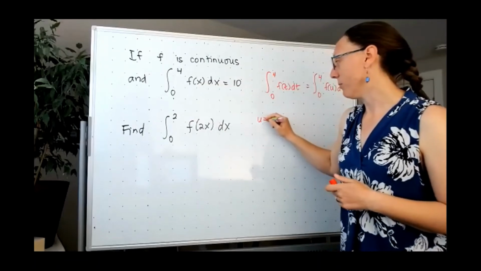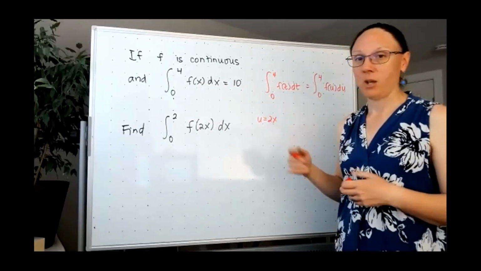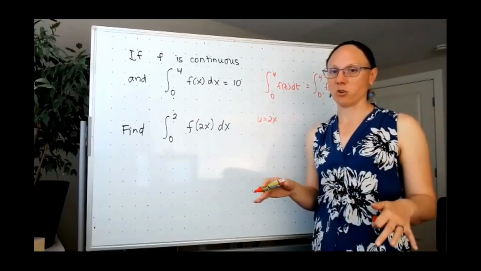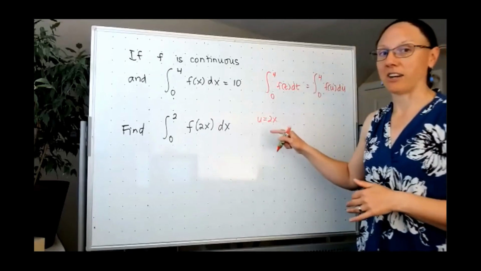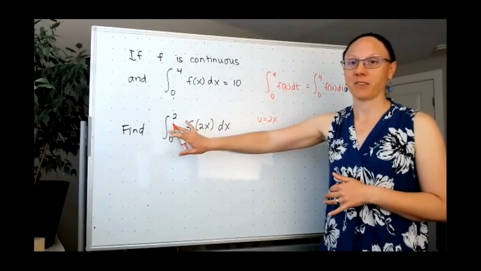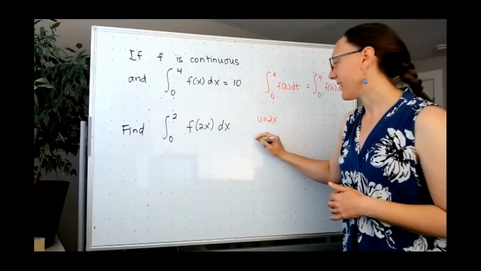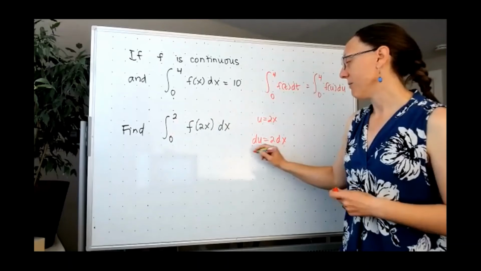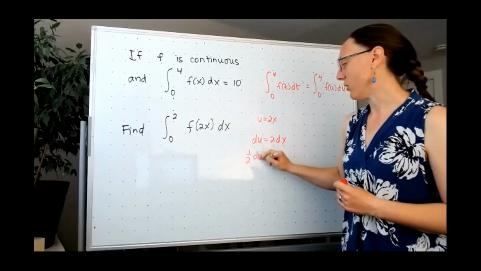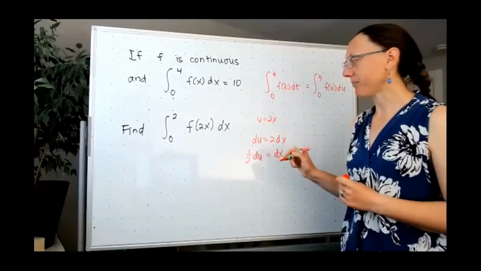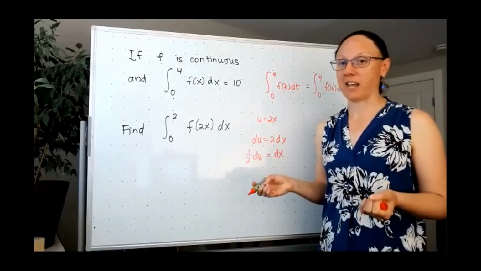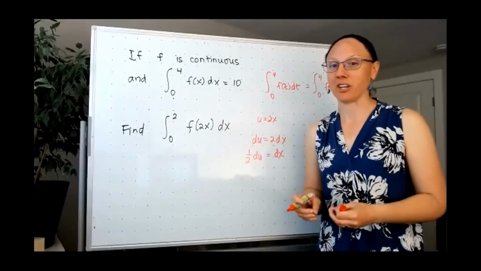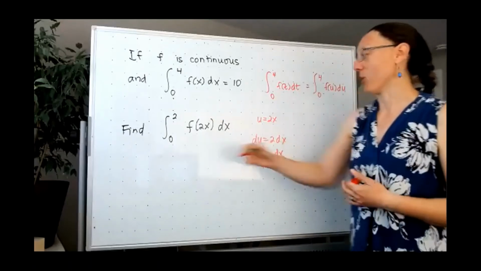I'm going to let u be equal to 2x. When I do that, I'm going to do the same thing we do with any other u substitution problem. I'm going to build my vocabulary list and translate the question. So du would be equal to 2 dx, which means 1/2 du is equal to dx. The other thing I have to translate, and you must translate those limits of integration, is the 0 and the 2.